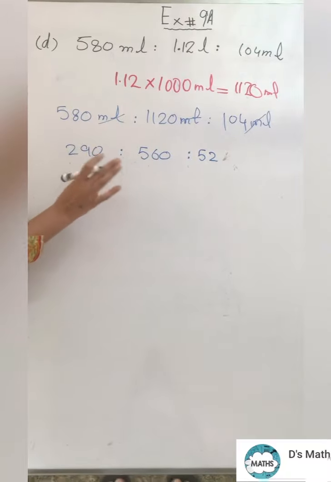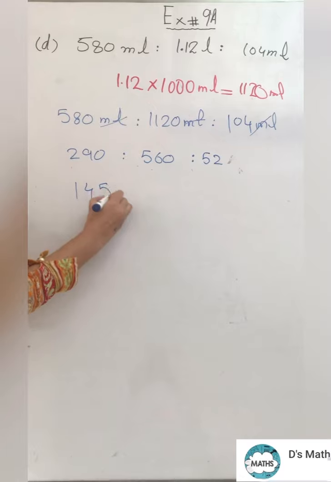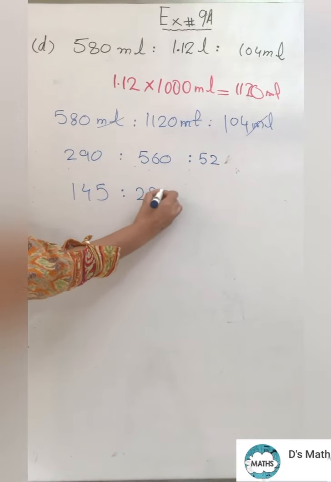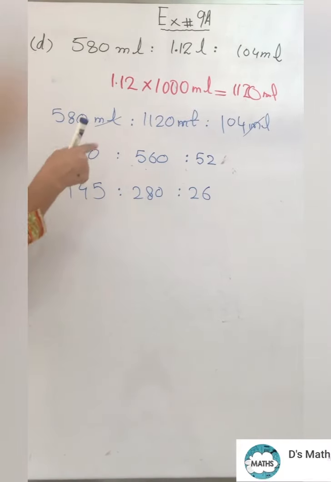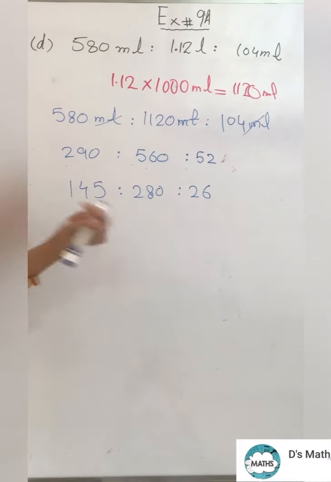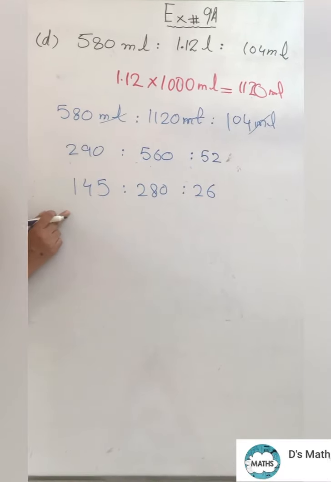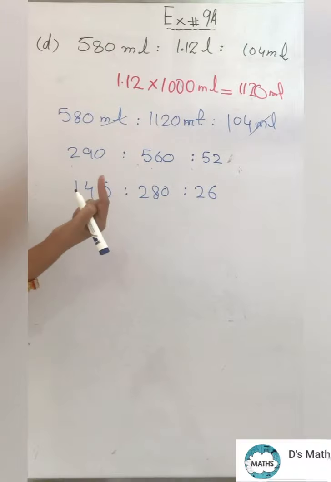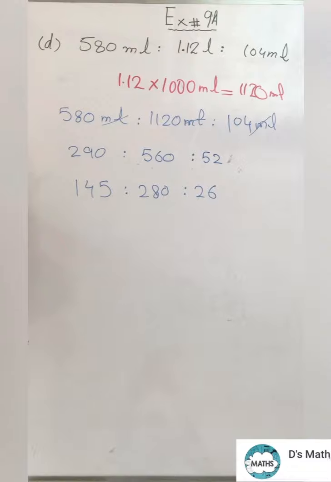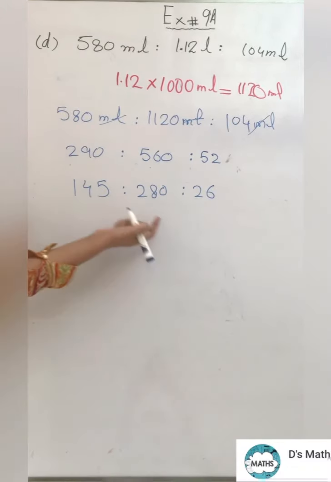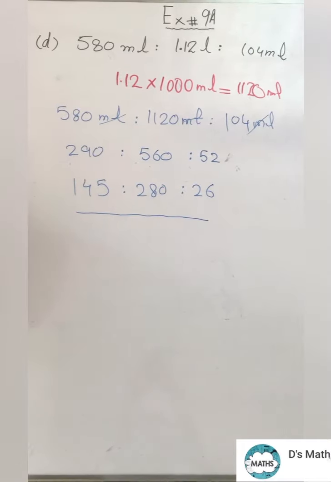Now I can see that I can divide by 2 again. When I divide again by 2, we have the answer 145 ratio 280 ratio 26. This could be divided by 2 again, but it cannot be, as we have 145 here. So it cannot be simplified further by 2. I will check whether I can divide by 3. No, we cannot divide by 3 either, because 26 does not come in the table of 3. So this fraction cannot be further simplified. This is your answer.